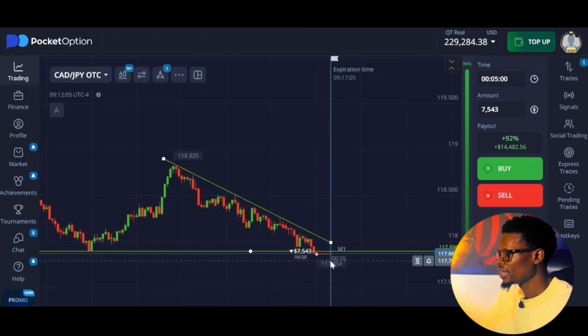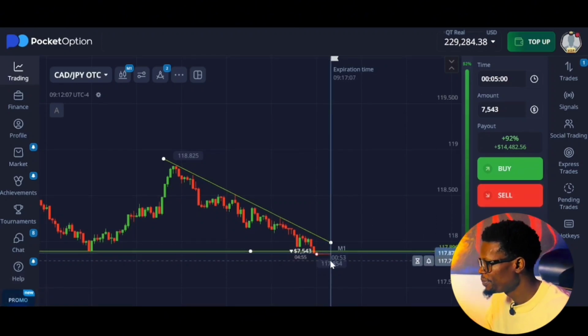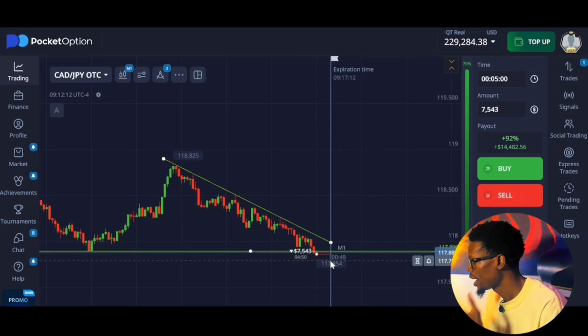And the reason why I'm doing this is very simple. I'll be explaining deeply shortly why I took this trade and why you can also start using it to make money as you trade as well.